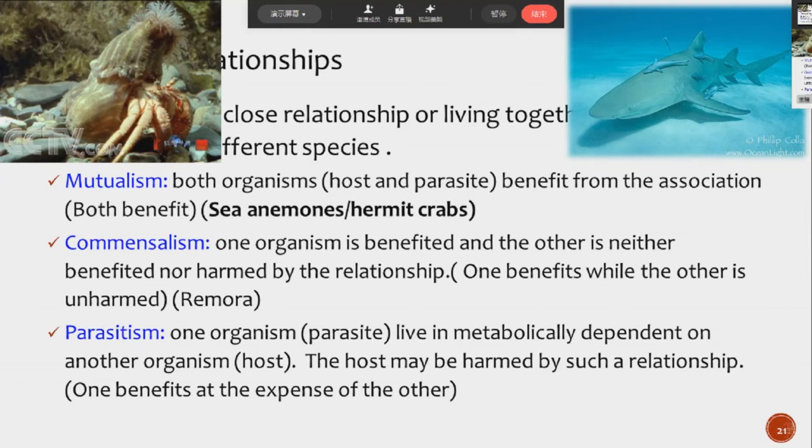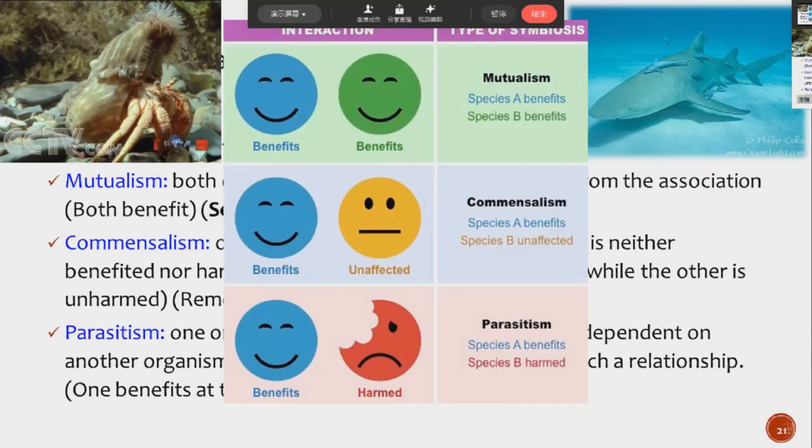So using one figure, we can summarize these three different types of relationships. Both of them are smiling, both benefit. This one is mutualism. One is smiling, the other has no harm, no benefit. This one we call commensalism. One is smiling, the other is crying. Then we call it parasitism. This one is what we have to mainly focus on.